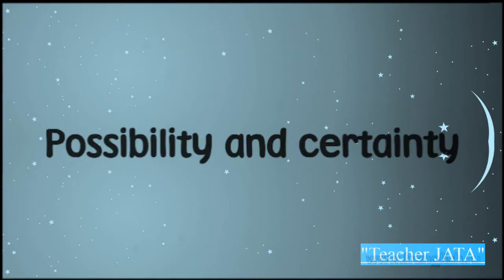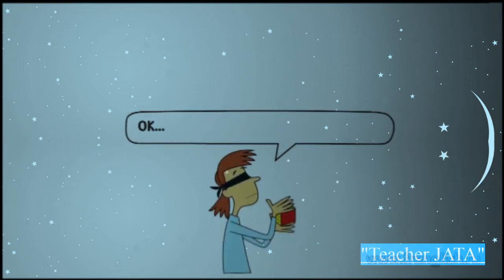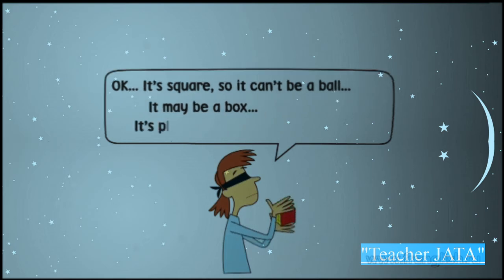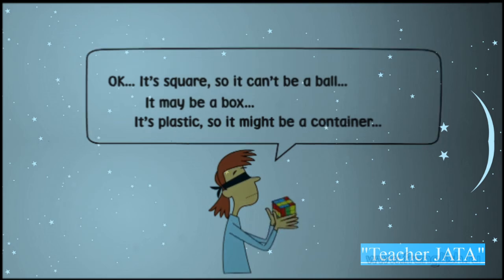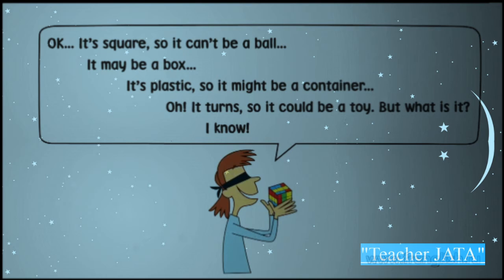Possibility and certainty. OK, it's square, so it can't be a ball. It may be a box. It's plastic, so it might be a container. Oh, it turns, so it could be a toy. But what is it? I know! It must be a Rubik's Cube.